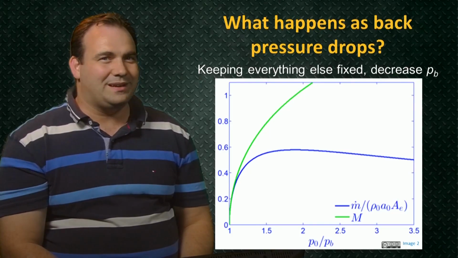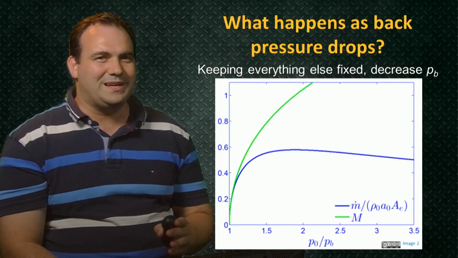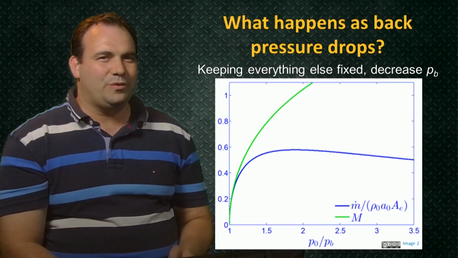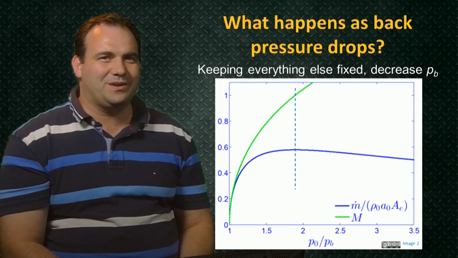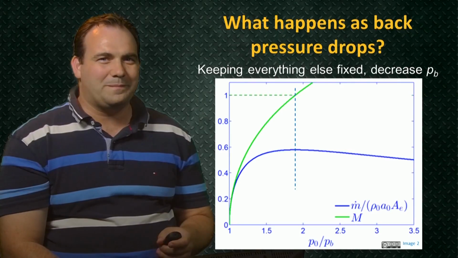Plotted in green is the Mach number that the flow at the nozzle exit must reach to have this stagnation to static pressure ratio. If we examine where this maxima occurs, we see that it corresponds to a Mach number of 1.